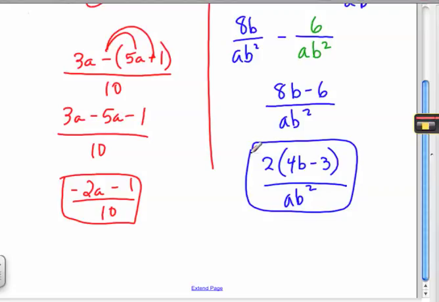I've got a 2 on top with a 4b minus 3 on top, and I've got a and b squared on the bottom. There's nothing that can cancel. That's it. All right, questions quickly here, Chris.